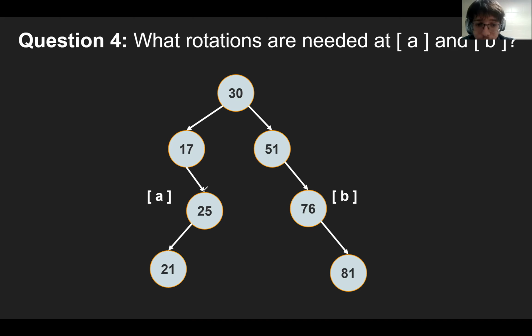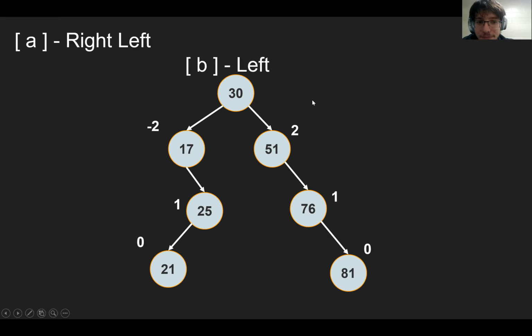And it's a right followed by left. So right and then left. So right, left. How about B? Well, it's a right and then right. So we need to do our left rotation for B and our right left rotation for A. So yeah, A is right left and B is left, right? Okay, cool.